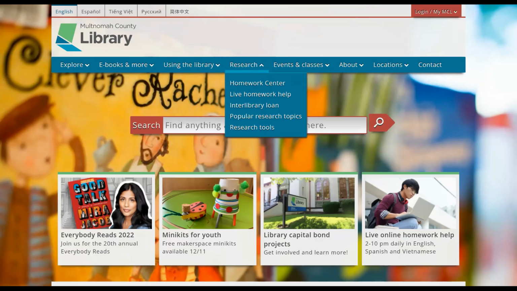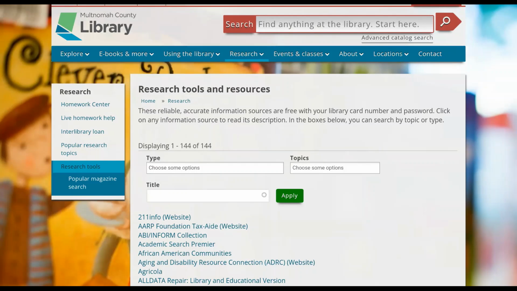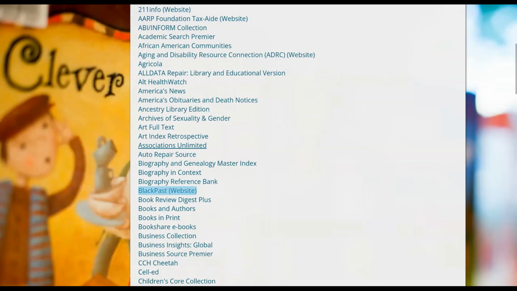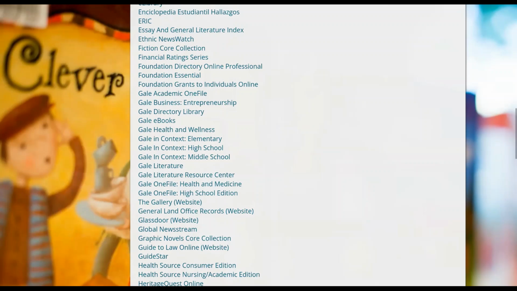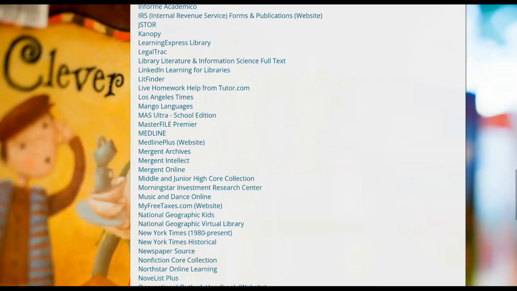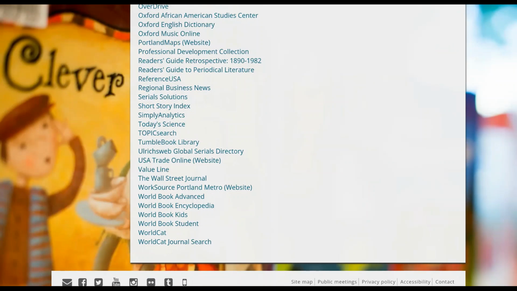So I'm going to select research, research tools, and then scroll down to the V's where they have Value Line. This is how you get it from the library. Washington Library now even has it because of COVID, and Multnomah always had it online. You definitely want to get that. Right below Value Line, you can also look at the Wall Street Journal. And Barron's is also available, I think, through the Washington County Library too.